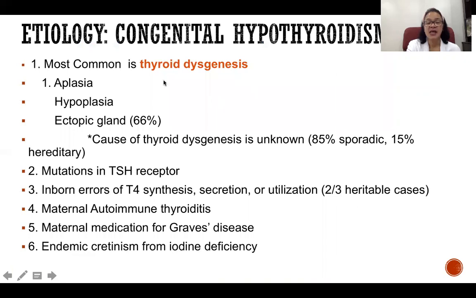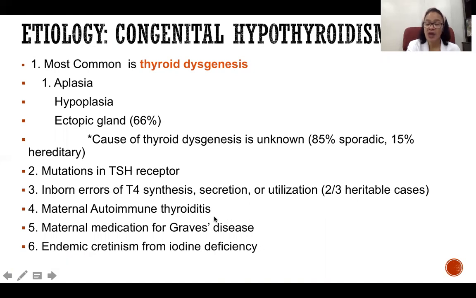Okay, as I said, the most common cause of congenital hypothyroidism is thyroid dysgenesis. So patients may have an ectopic gland, and also some patients may have these causes: some mutations in the TSH receptors, inborn errors of the synthesis of your T4, its secretion, or even its utilization. This can be one of the causes.